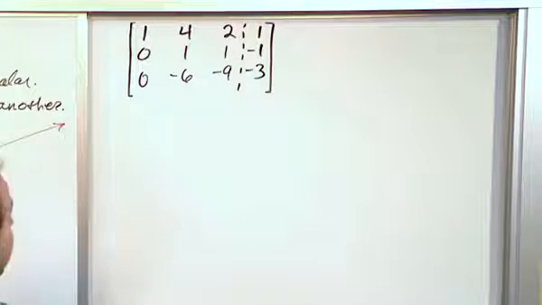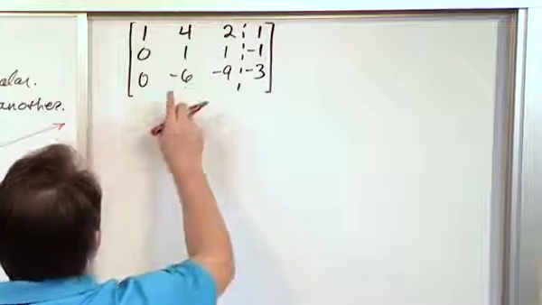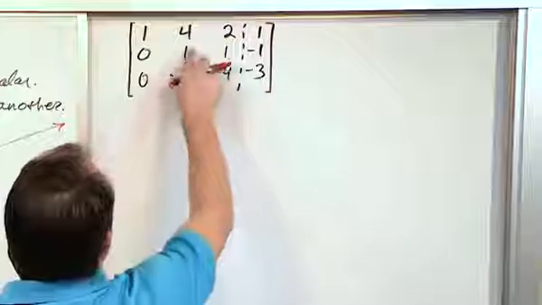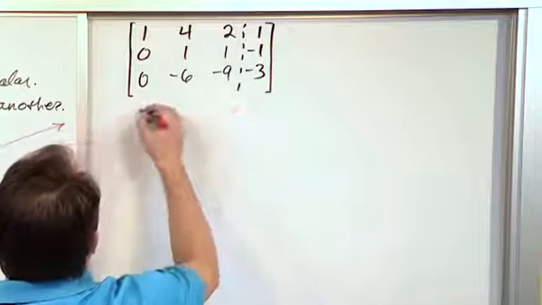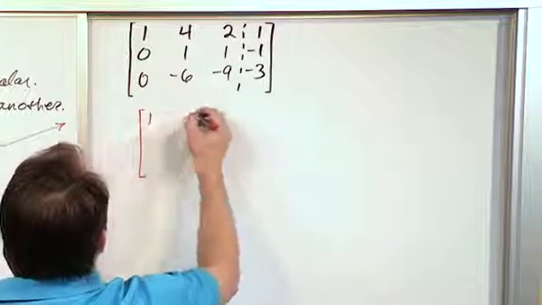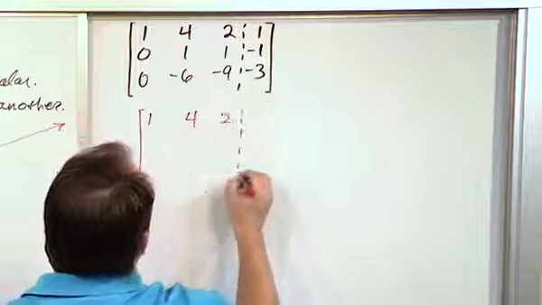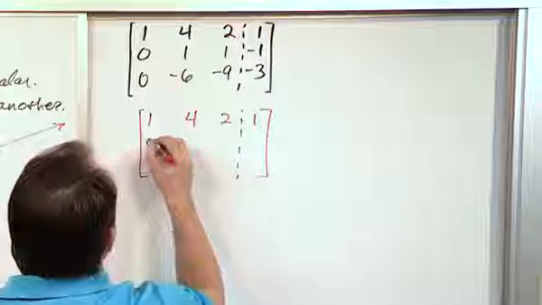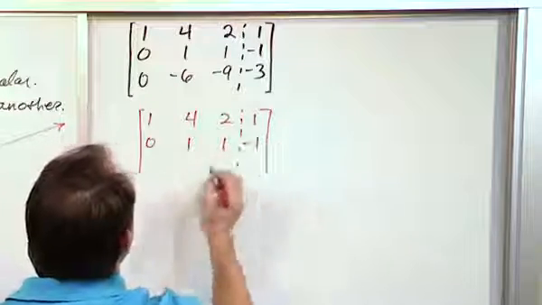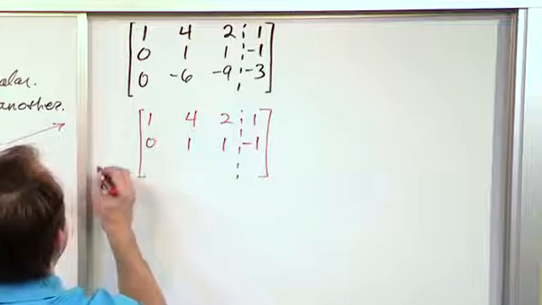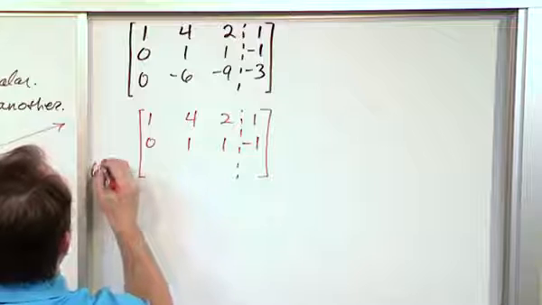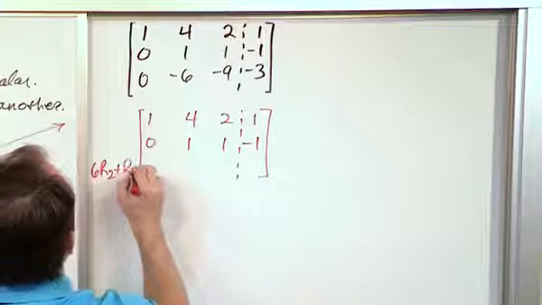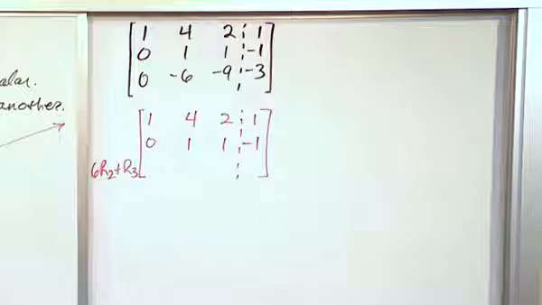Now let me go below it here and try to see what I want to do now. I want to make this a 0 underneath this 1. So let me go and open this guy up. I'm going to copy 1, 4, 2, 1. Right? I'm not doing anything to that. I'm also not doing anything to this row yet. But I am to the third row. I'm going to take 6 times R2 and add it to R3.